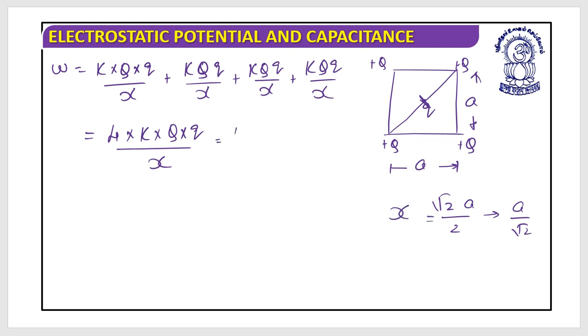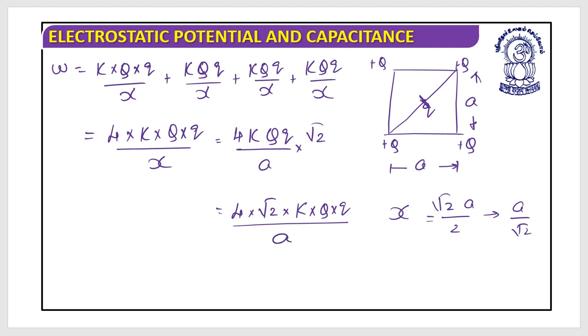So let's replace the value. It's 4kqq divided by x, and x is a divided by root 2. So that should be 4 multiplied by root 2 multiplied by k multiplied by q multiplied by q divided by a. This is the work done required.